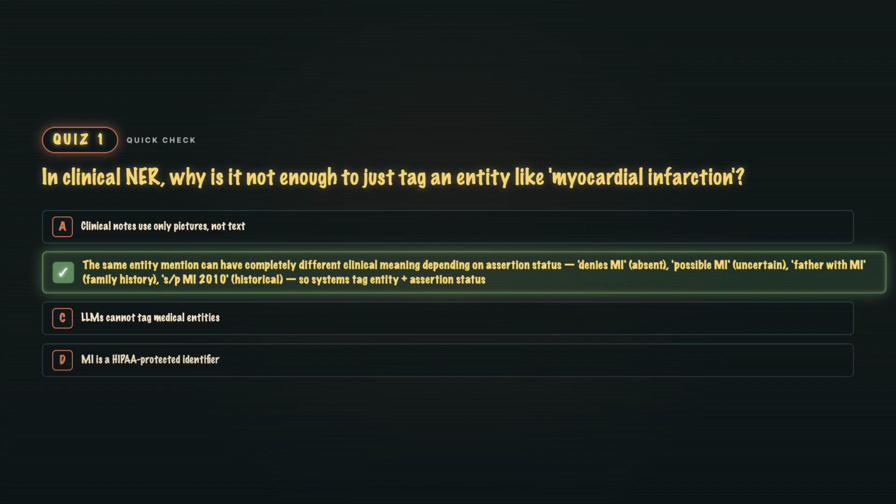B. Assertion status is the difference between "this patient is having a heart attack" and "this patient's father had a heart attack 20 years ago." Modern clinical NER produces entity plus present, absent, possible, family, historical labels. Missing that distinction is a downstream disaster.